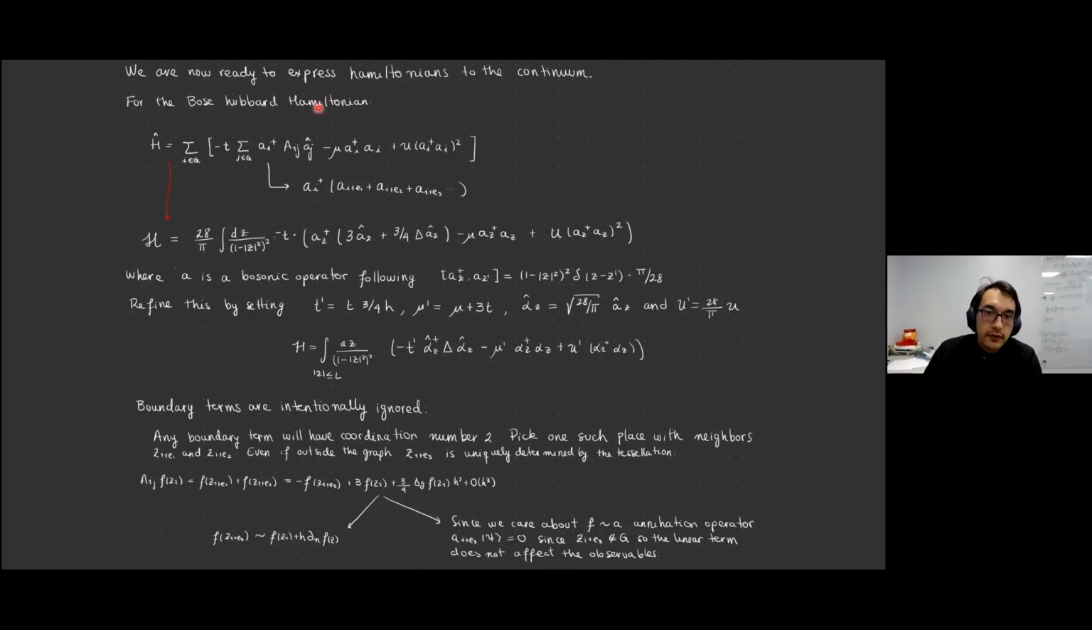Okay, so now that we know how to express sums and the action of A over any functions, one first example would be to treat the Bose-Hubbard Hamiltonian. So it is essentially this Hamiltonian. You have this hopping term between neighboring sites, a chemical potential, and then some type of potential depending on the number of particles in each site.